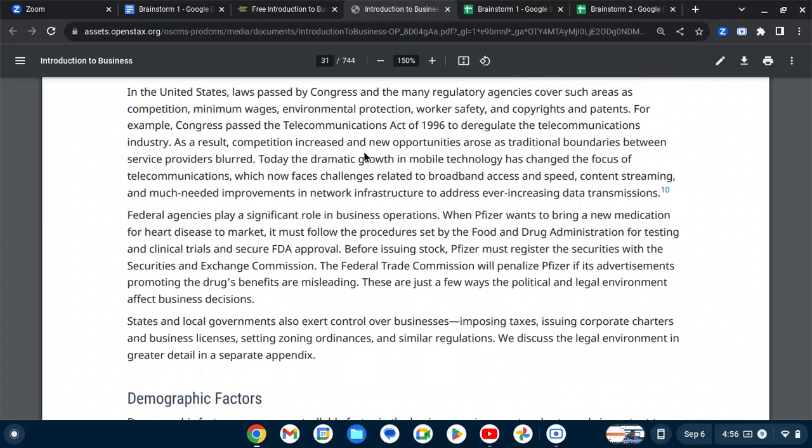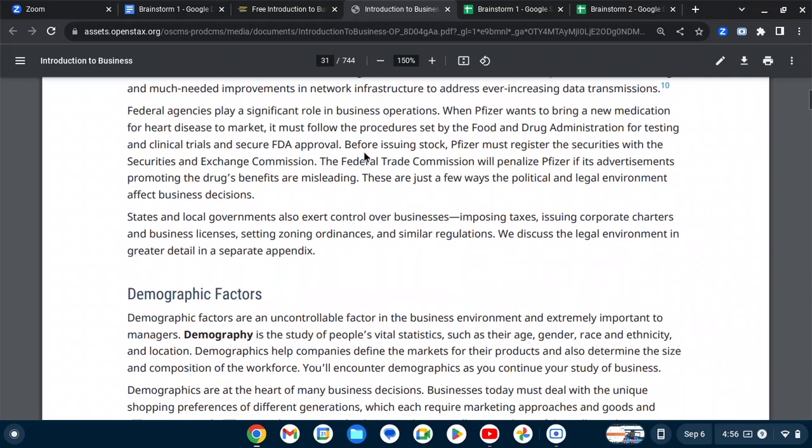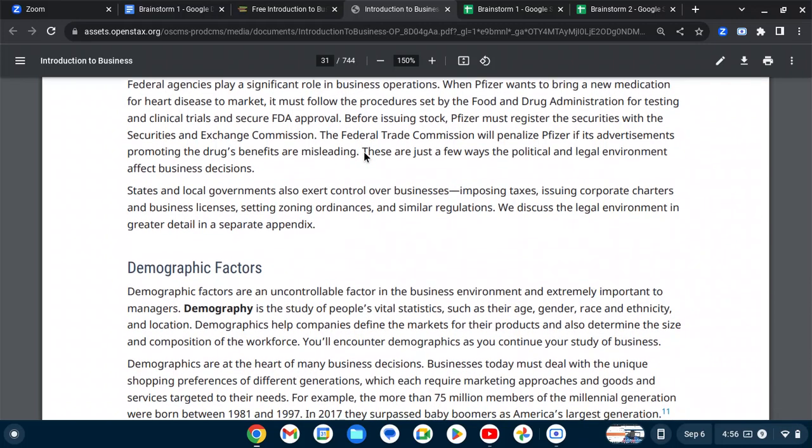Today, the dramatic growth in mobile technology has changed the focus of telecommunications, which now faces challenges related to broadband access and speed, content streaming, and much needed improvements in network infrastructure to address ever-increasing data transmissions. Federal agencies play a significant role in business operations.